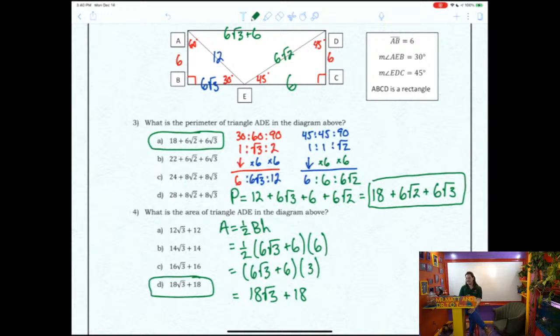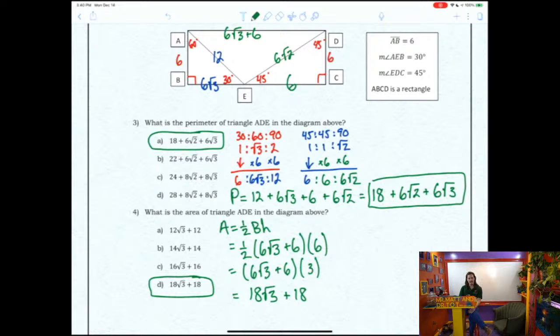So if BC is 6 root 3 plus 6, AD is congruent to BC, so its length also has to be 6 root 3 plus 6. So the base is 6 root 3 plus 6. The height is the same thing as the width of the overall rectangle, which is 6. So we have 1/2 times 6 root 3 plus 6, quantity times 6.